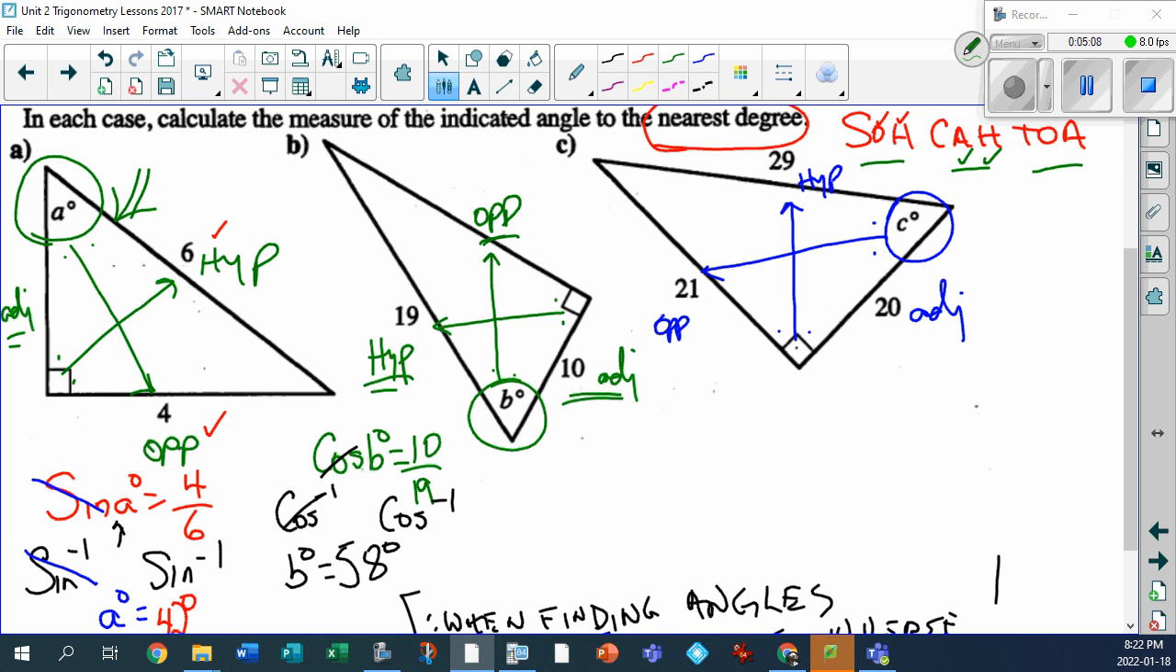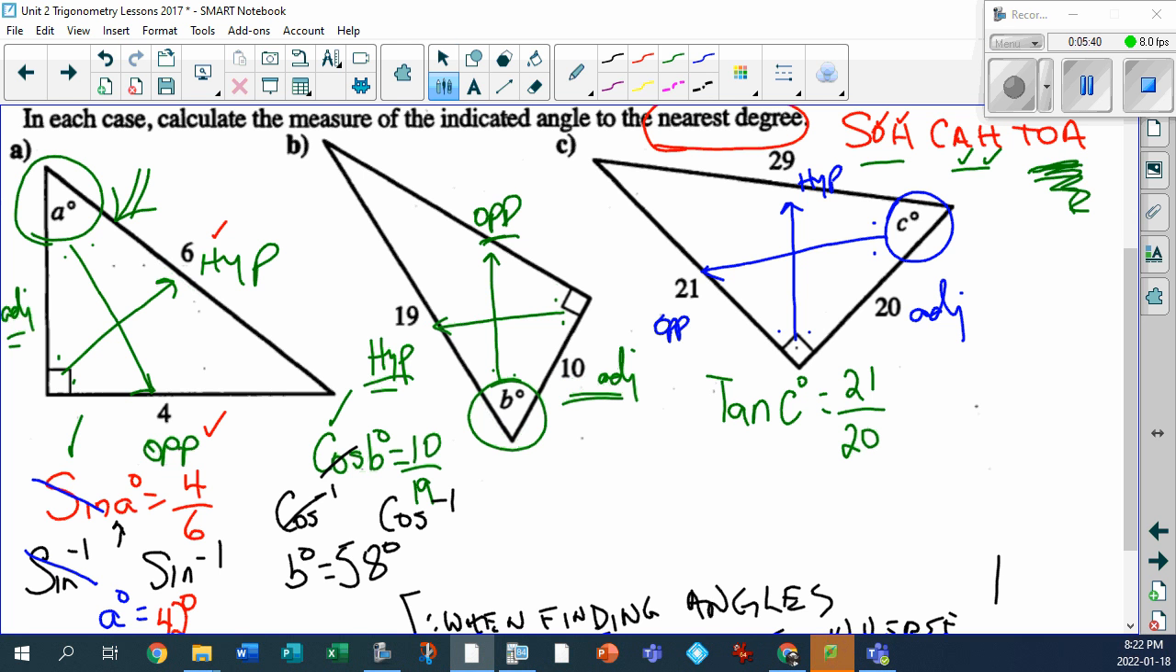That's the cool thing about this. We can use any one of those ratios because guess what? We have all three sides. So which one do you want to use? I know which one. Let's do tangent. Hey, we've already done cosine. We've done sine. It's tangent time, baby. Here we go. Tan, of course, of the angle, this case it's C, is opposite, which is 21, over adjacent, which is 20. TOA. Remember, TOA, opposite over adjacent.